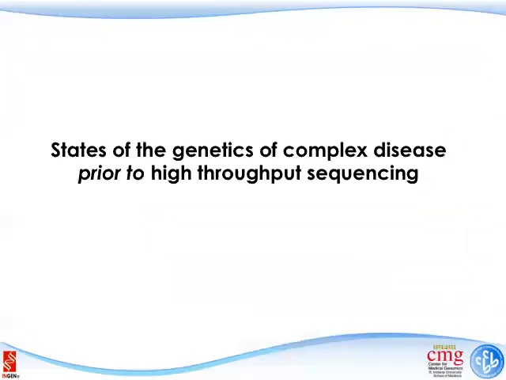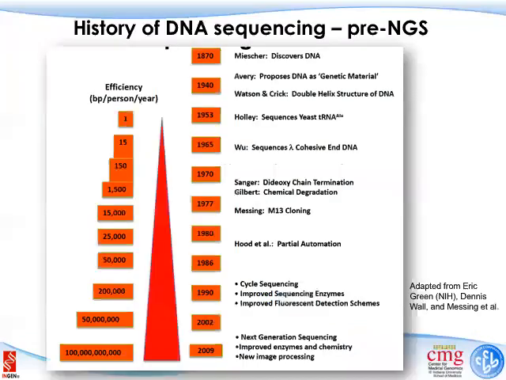So now let me go through a few things regarding the state of genetics of complex disease before we had high-throughput sequencing technology. And this used to be a historical thing, and then people stopped updating it. But just for your information, I'm going to use this panel here. You can see that this is the year from 1870 to 2009. Actually, it's already a few years ago. But you can see that in the 1950s, Watson and Crick discovered the double helix of the DNA.